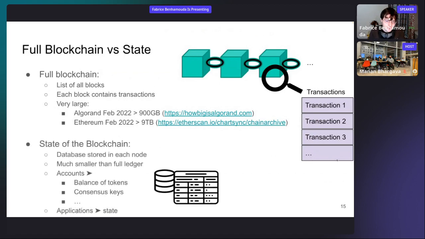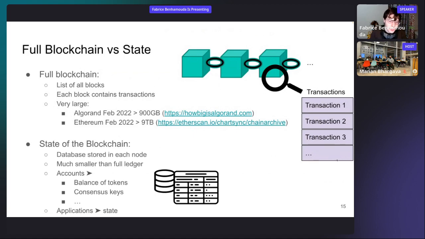On the other hand, the state of the blockchain is much smaller, and it's essentially a database that represents exactly the state of the blockchain. This means things like the balances of each account, the consensus keys used in case of proof of stake, which in case of Ethereum you don't really have, or the state of the application, like the storage of the application. So the state of the blockchain is not a list of all transactions, but just the important information about the accounts and the applications, if you want.